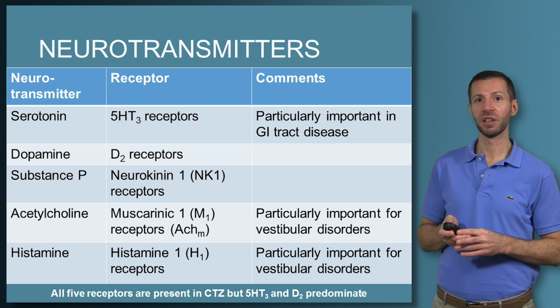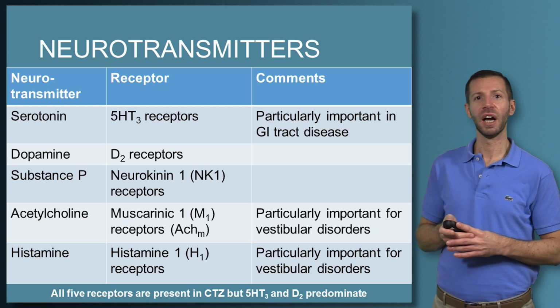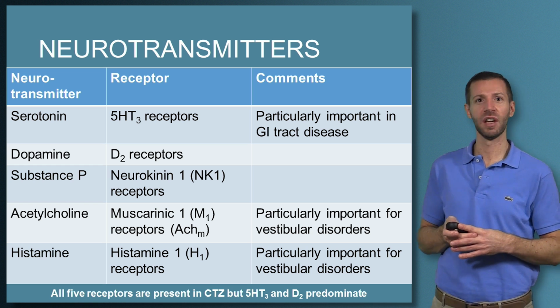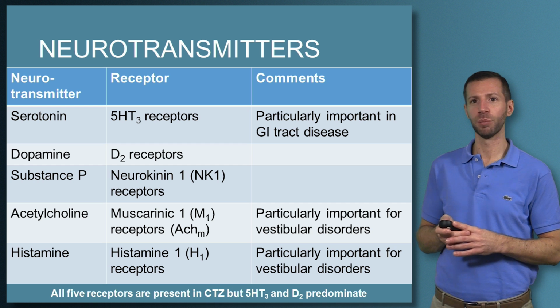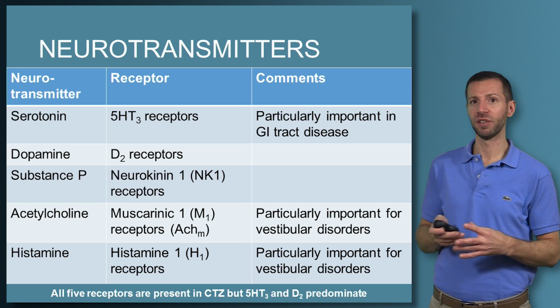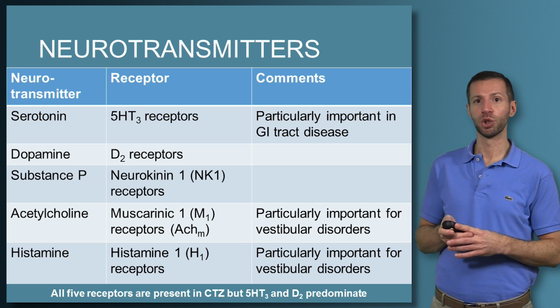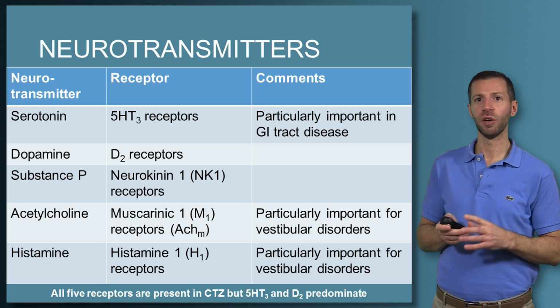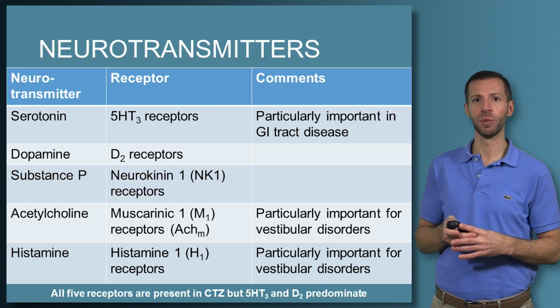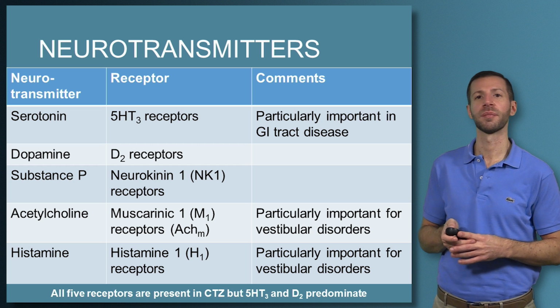Then there's histamine, particularly histamine 1 receptors that are important. And obviously we talked about histamine in other conditions such as acid production in the stomach, and that's more with histamine 2 receptors. But the histamine 1 receptors are particularly important with vestibular disorders. So all 5 receptors are present in the chemoreceptor trigger zone, but in that zone, the 5-HT3 and the D2 receptors seem to predominate, and that will become important when we talk about pharmacotherapy.